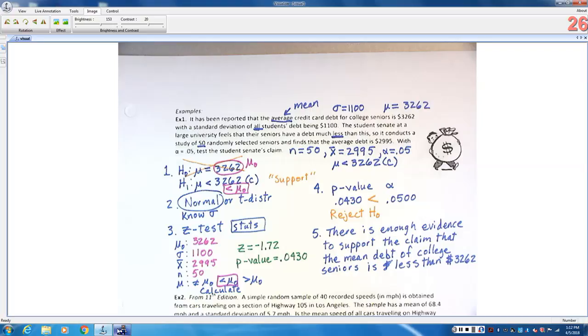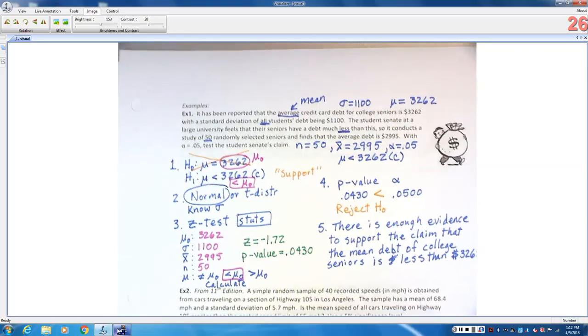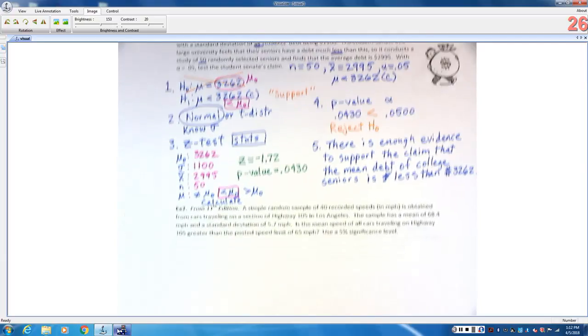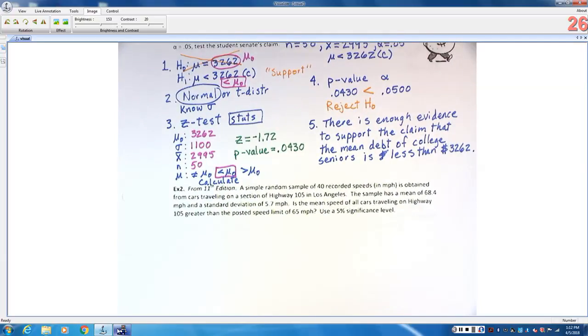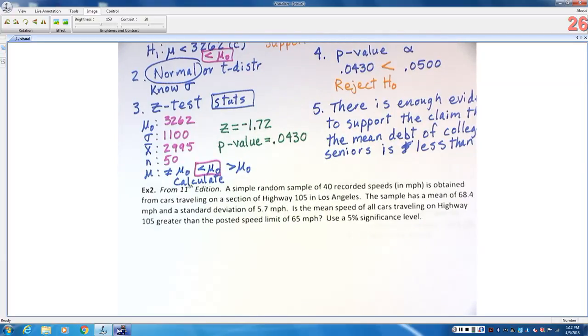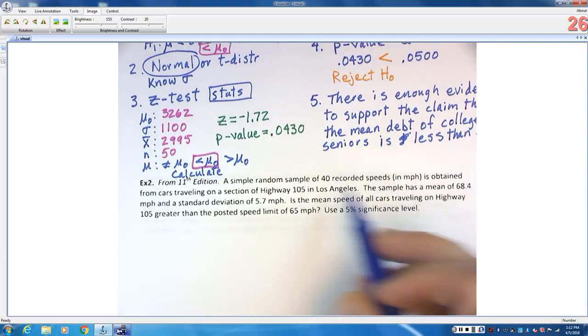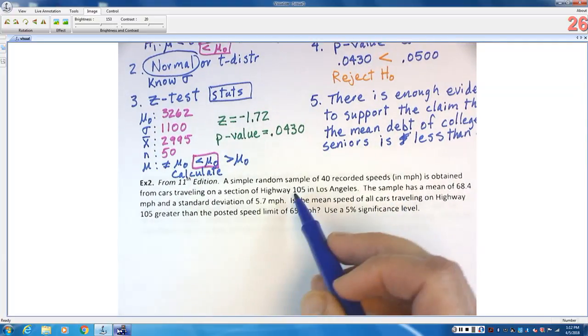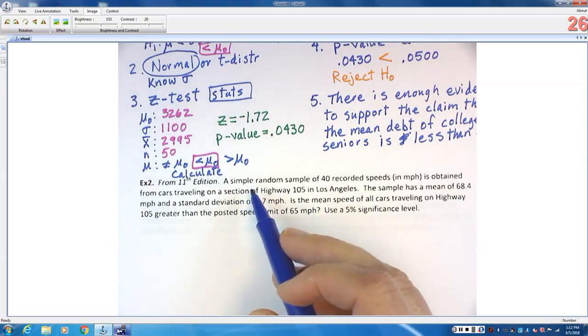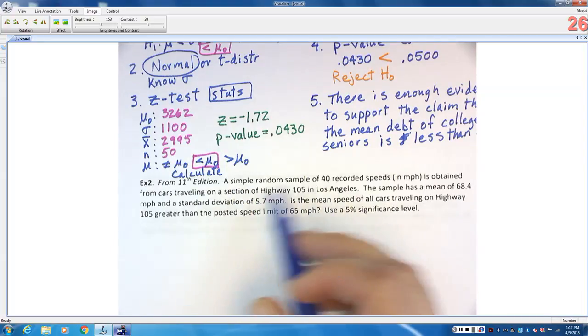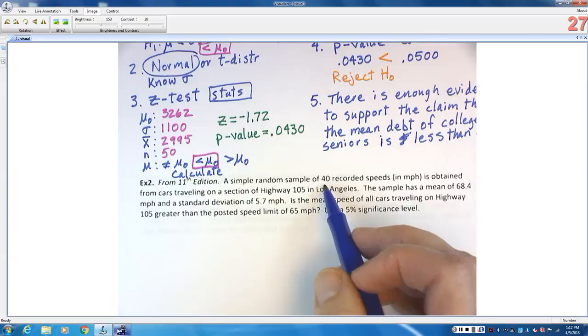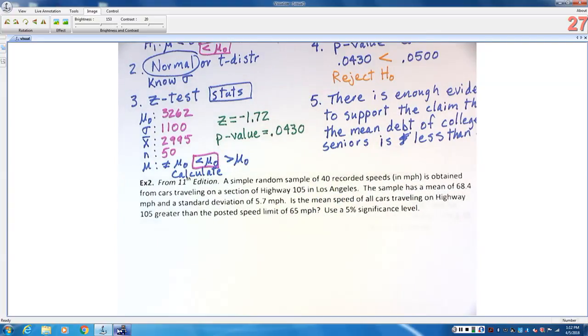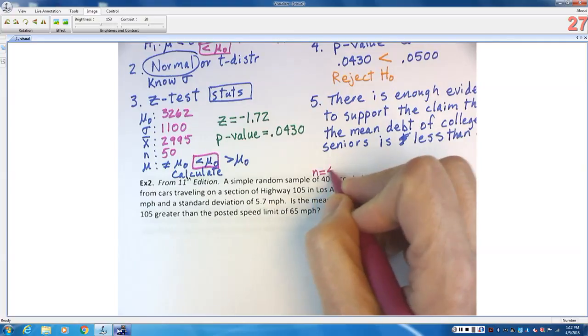The next one is another one about a mean, except this time, let me just identify what it's giving us. And you can look, this is posted. A simple random sample of 40, so n is 40.